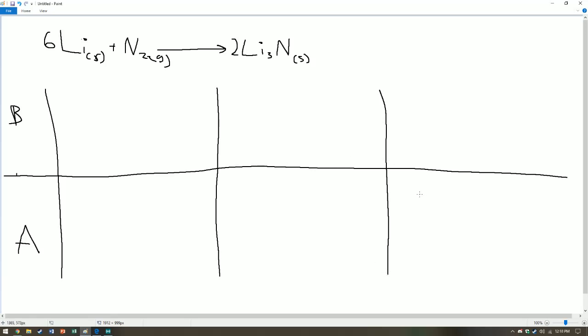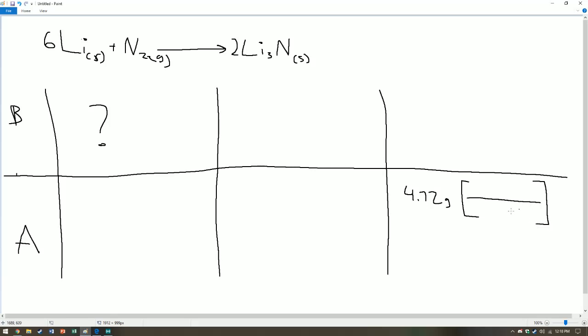We are told that there's an 80% yield, 80.1% if you want to be technical, and we were told that 4.72 grams was produced. The first thing you always want to do with these problems, no matter what, is convert to moles. How you do that obviously depends on what you have. In this case, we have mass, so we want to use the molar mass to convert to moles.